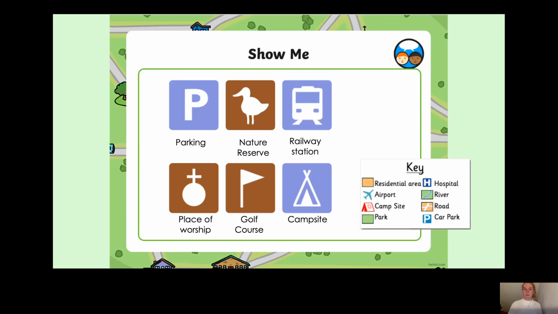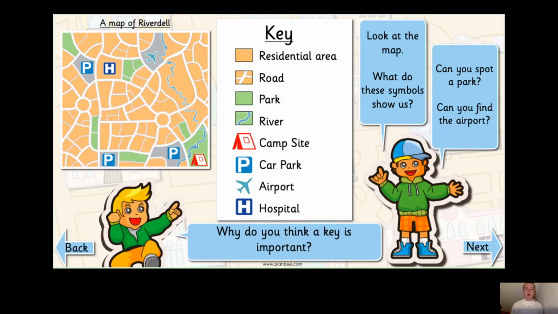Okay, so here we go. Here's a map of Riverdale and here we've got our key. Now, look at the map. Can you find out what any of the symbols on the map show? Okay, pause the video now and have a think. Can you match up the symbols in the key to the symbols on the map?